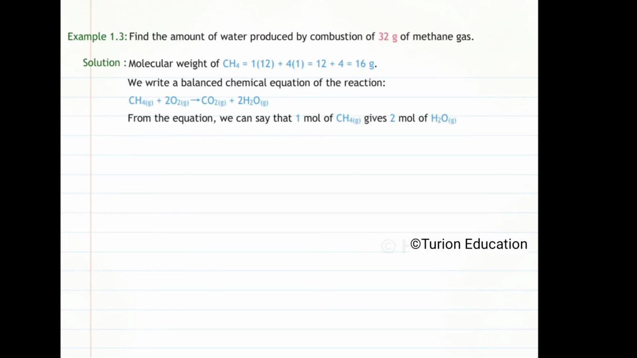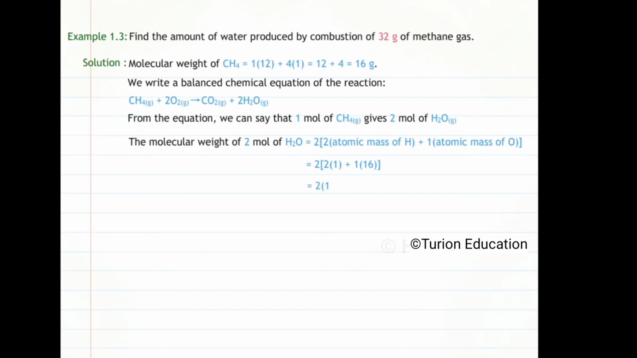From the equation we can say that 1 mole of CH4 gas gives 2 moles of H2O gas. The molecular weight of 2 moles of H2O equals 2 × atomic mass of H + 1 × atomic mass of O = 2 × 1 + 1 × 16 = 2 × 18 = 36 grams. Thus, 2 moles of H2O gas would weigh 36 grams.